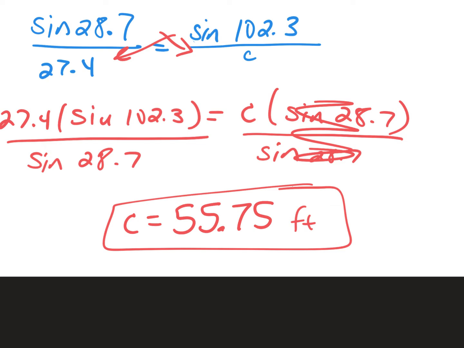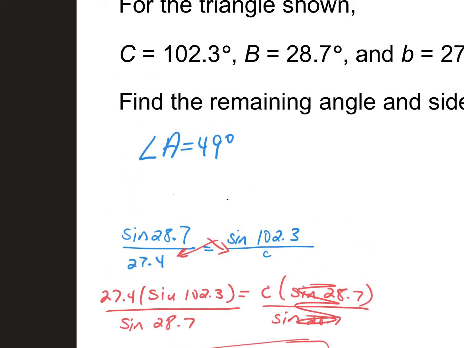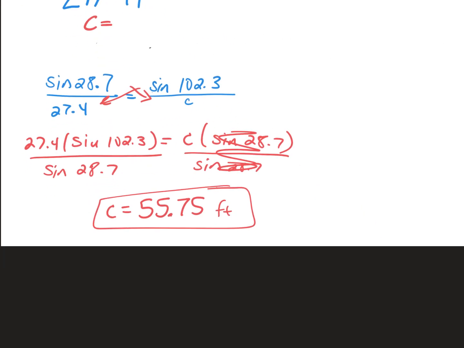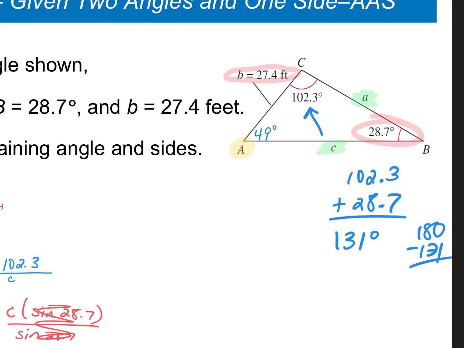10 degrees. Are you sure? Yes. All right, now, okay, we've solved for side C. And we got 55.75 feet, right? Remember, degree symbol and your unit of measurement is important. Now, what's the piece that we're missing?